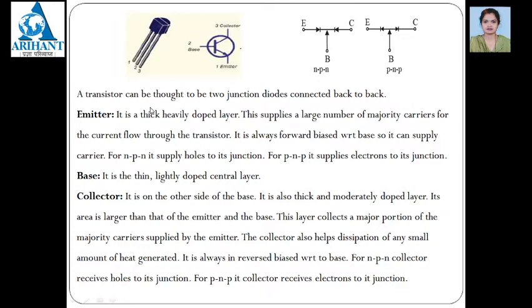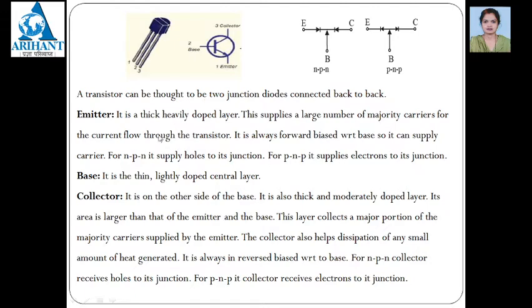A transistor can be thought of as two junction diodes connected back to back. In the case of the emitter, it is a thick, heavily doped layer. This supplies a large number of majority carriers for the current flow through the transistor. This is the main function of the emitter end: it has to provide majority carriers for current flowing. Now these majority carriers depend on which type of transistor you are using. Suppose you are using an NPN transistor, then it supplies holes to its junction, and for a PNP transistor it supplies electrons to its junctions for conduction.